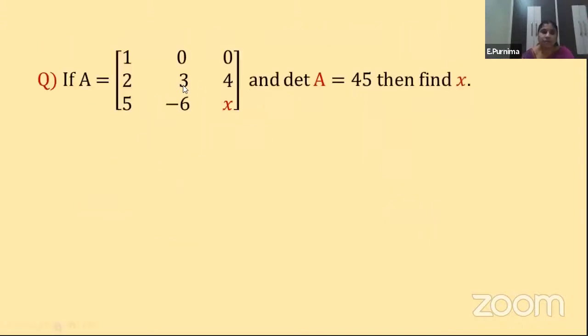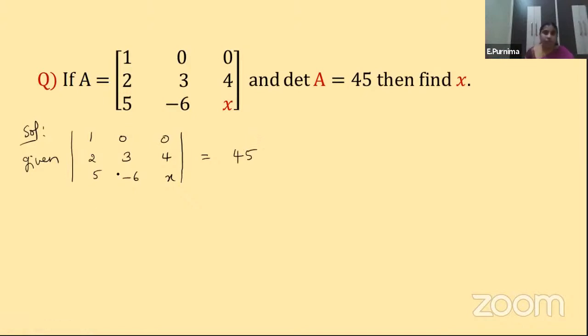Clear? Now the next one is a sum based on determinants. A determinant matrix is given, with first row 1 0 0, second row 2 3 4, third row 5 minus 6 x, and the determinant is given as 45. You are asked to find the value of x. Okay, now let us see how to do it. The determinant of this matrix is given as 45. Clear?